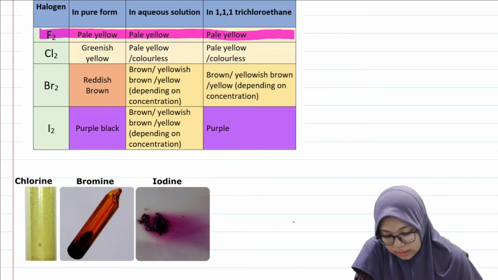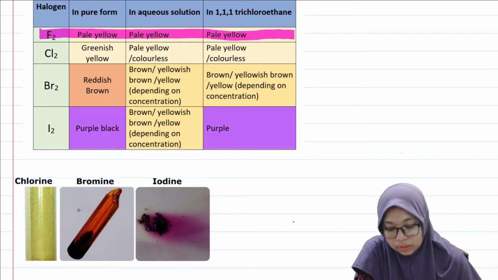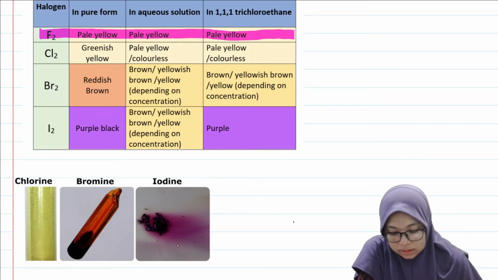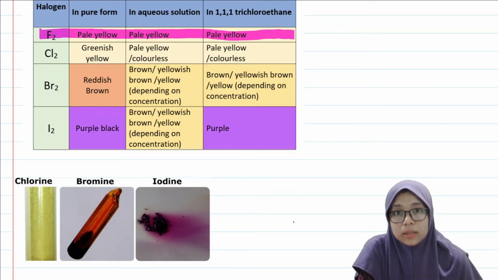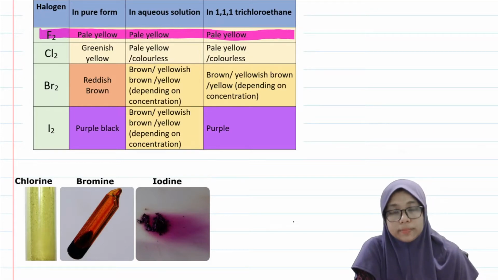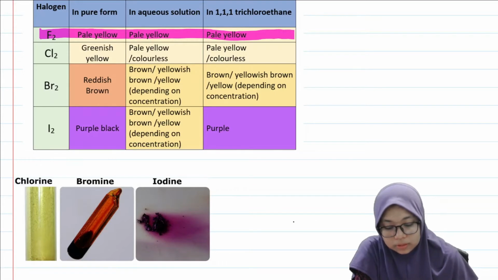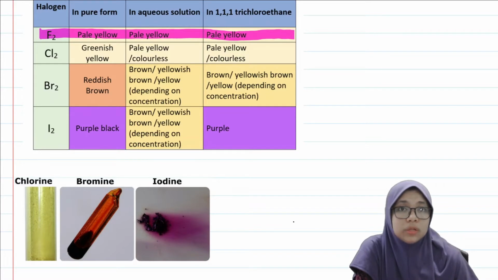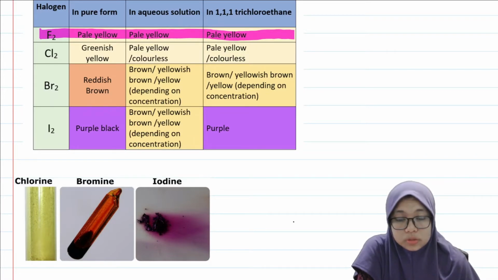Chlorine is greenish yellow, and usually exists as a gas at room temperature. Bromine can exist as a liquid or gas, and its pure form is a reddish brown color. Iodine usually exists as a solid, because its melting point is higher compared to bromine and chlorine. The color of iodine is purple black. But iodine can undergo sublimation, where it changes from solid to gas when we heat the solid iodine.